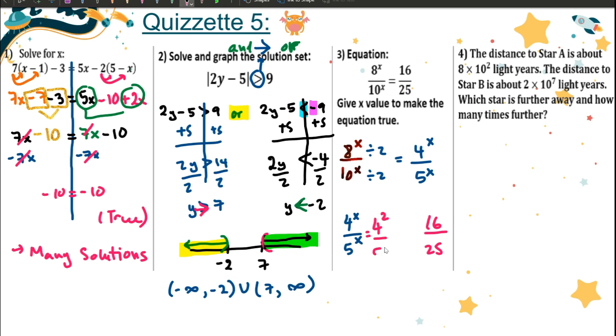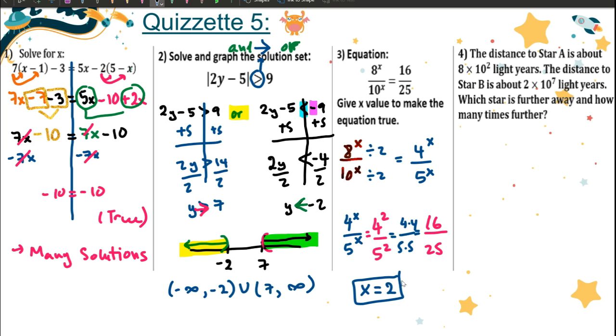4 to the second power and 5 to the second power means that 4 to the second power is 4 times 4, which gives you 16, and 5 to the second power is 5 times 5, which gives you 25. So the x value to make the equation true has to be equal to 2. And that's it.